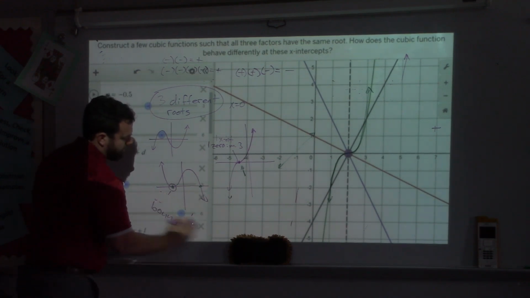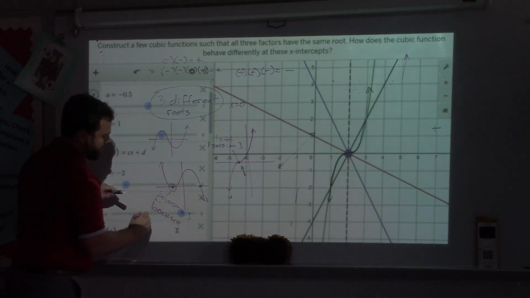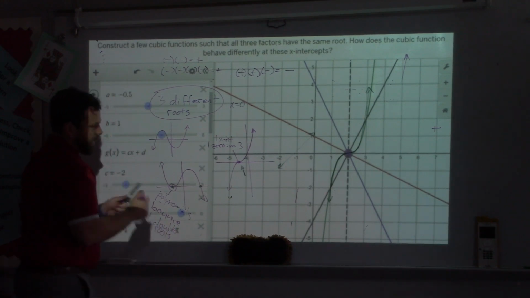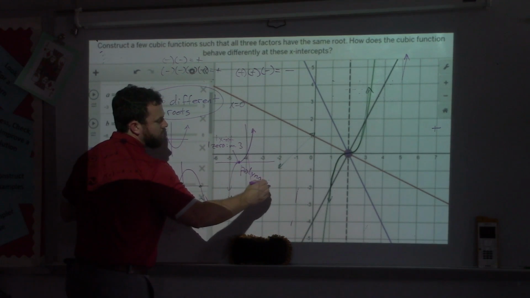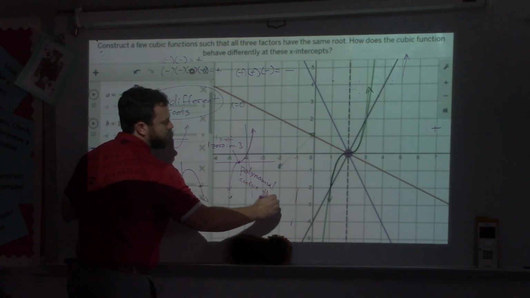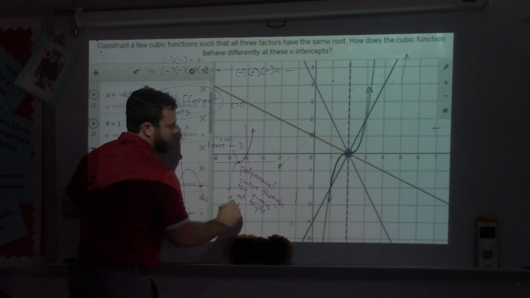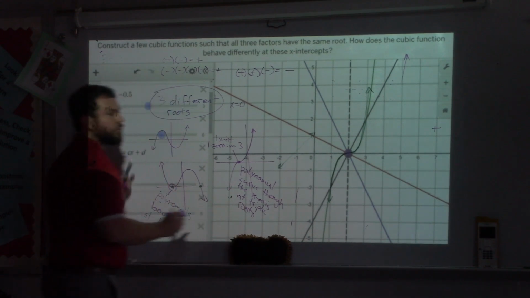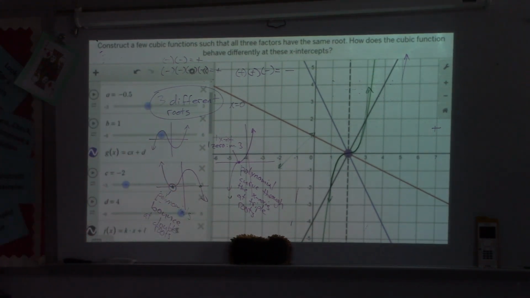Well, I should say polynomials bounce at double roots. And then over here, what's happening with the triple root? The polynomial curves through the x-axis at triple roots. Which, remember, a triple root would have what multiplicity? Multiplicity of 3, yeah.